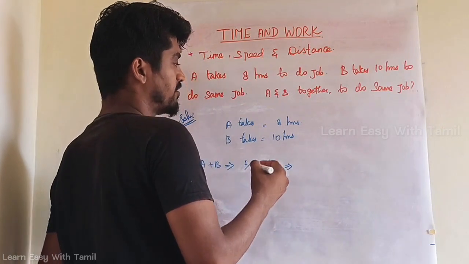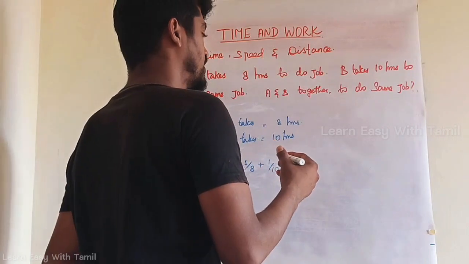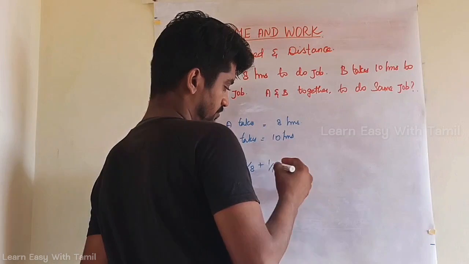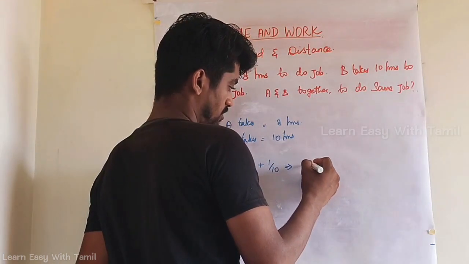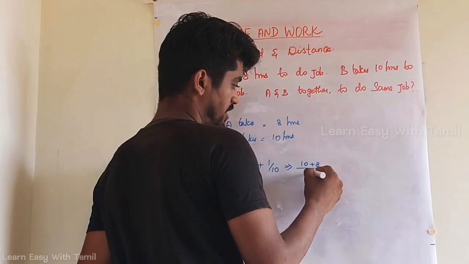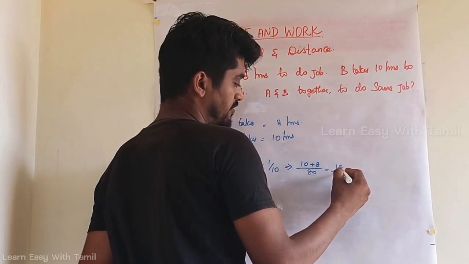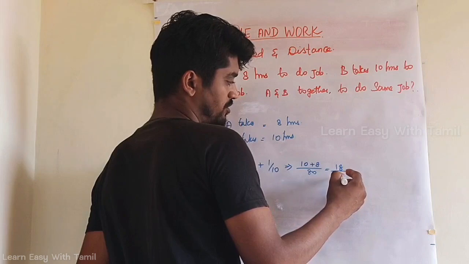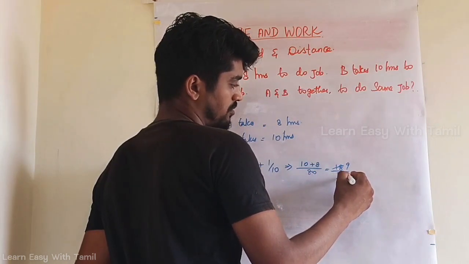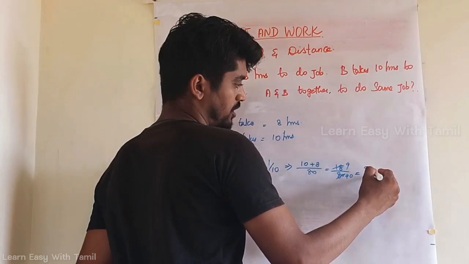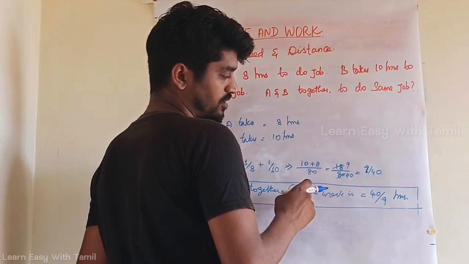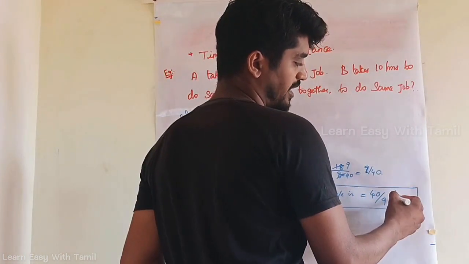We have to find the work when A and B are working together. So we have to find the LCM. 10 plus 8 divided by 80, that is 18 divided by 80, which is 9 by 40. So when A and B work together, the work is completed in 40 by 9 hours.